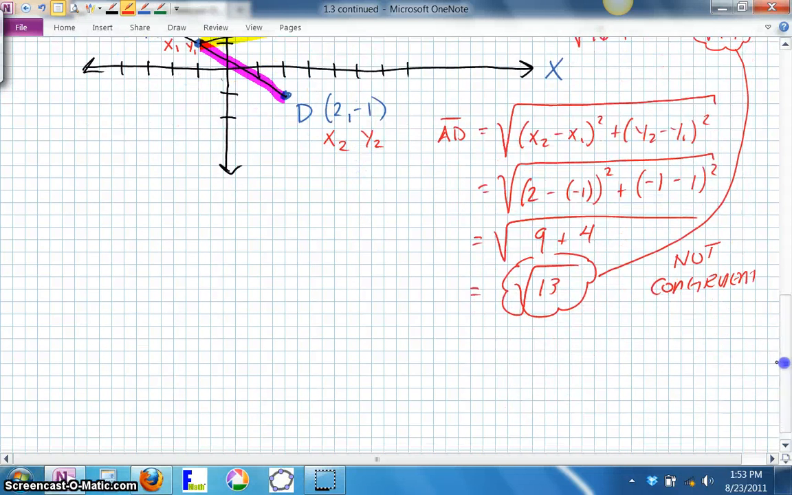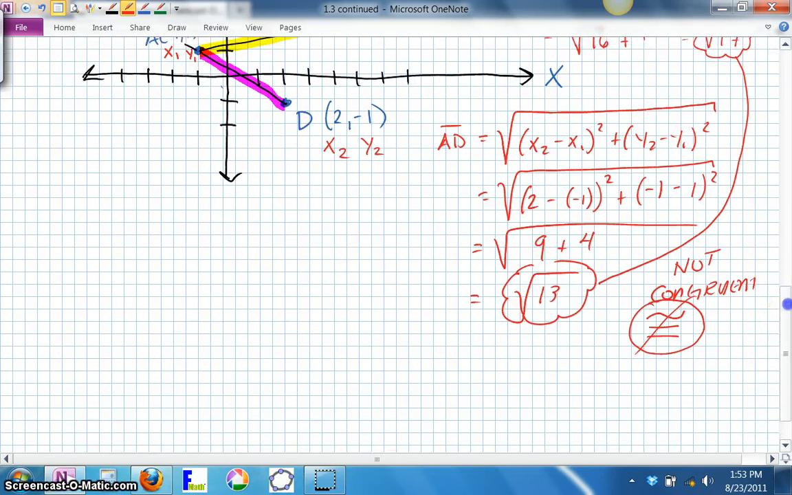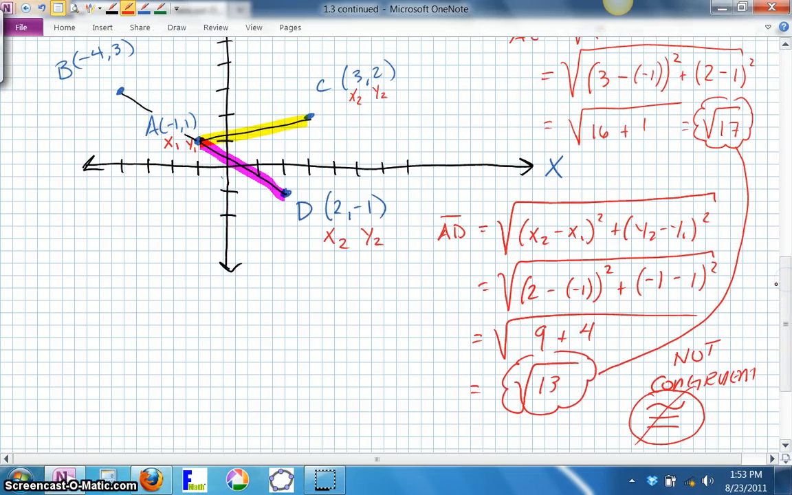Okay, not congruent means they're not the same. And the symbol for congruent is this right here. But for us, since they're not congruent, we're going to put a line through it. Not congruent, they're not the same. Okay, so right now, let's take another guess. We know how far AD is. We know how far AC is. Which one do you want to try now?